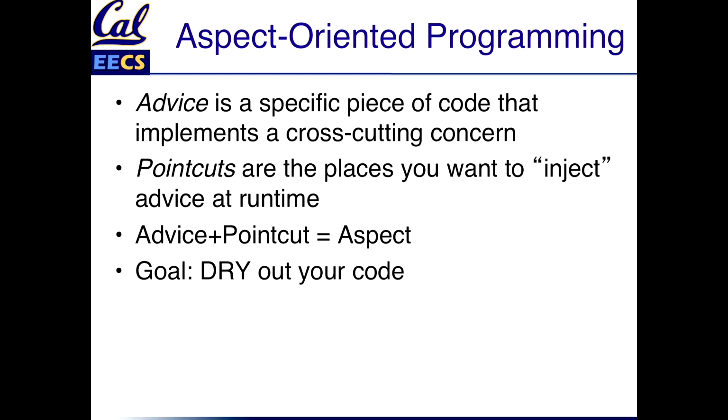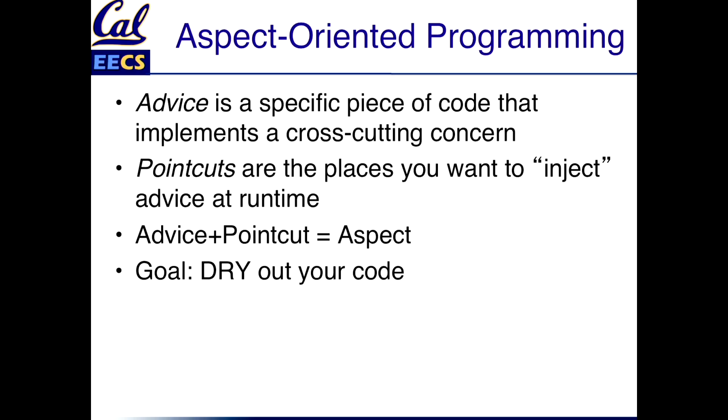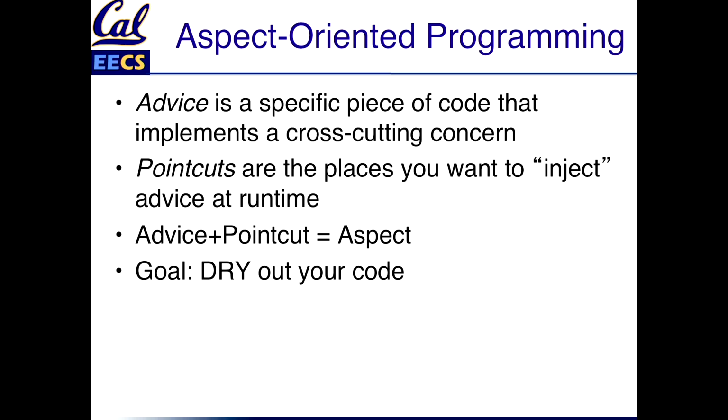An advice is a specific piece of code that implements a cross-cutting concern. So in our case, the advice would be, we want to check that a movie name is less than 40 characters. Point cuts are places that you want to inject that advice. In other words, even though there isn't necessarily something in the source code that says, call this validation function, you essentially want the ability to annotate the code in different places, saying, these are the places that I would like to have it called. And when you put those two things together, the advice and a set of point cuts, you get an aspect. And this is one way of drying out your code.